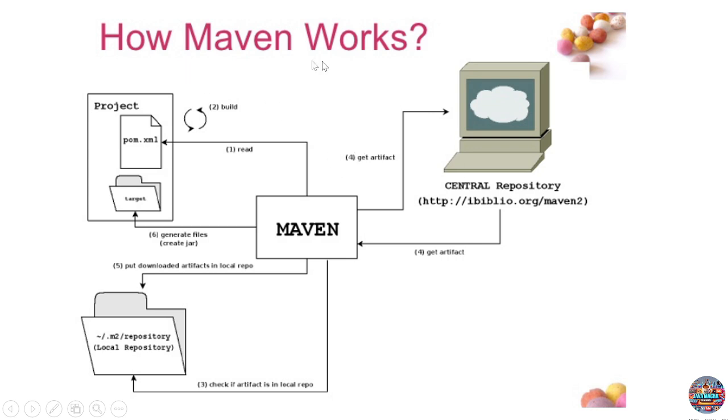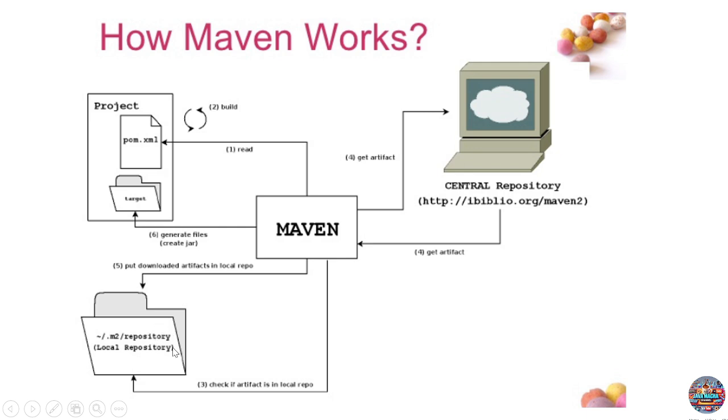Now, how does Maven work? This is a very important one, guys. When you start building a project, Maven will read your pom.xml, and after reading the pom.xml, it will check the commands. Whatever tags you have given, it will check them and start building the project. You have the third party libraries, right? All the libraries will be stored in the .m2 folder.